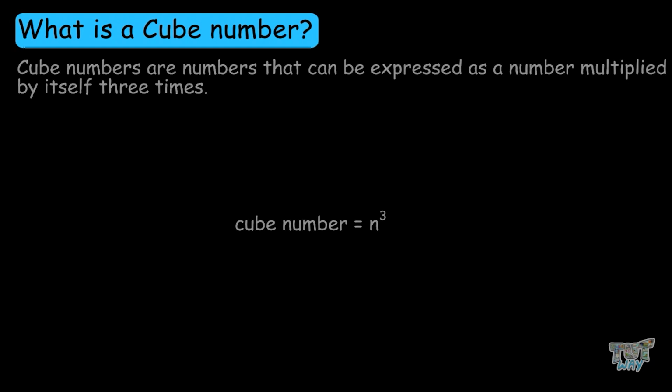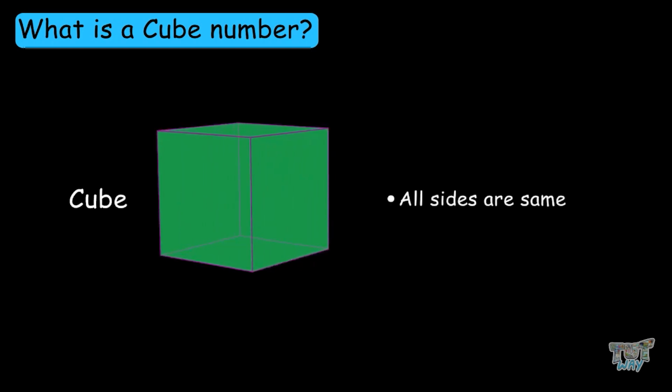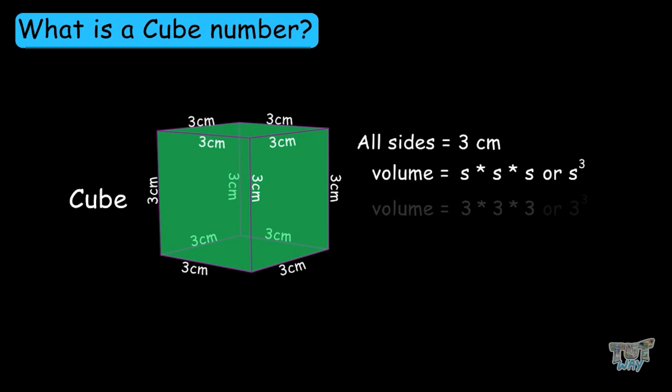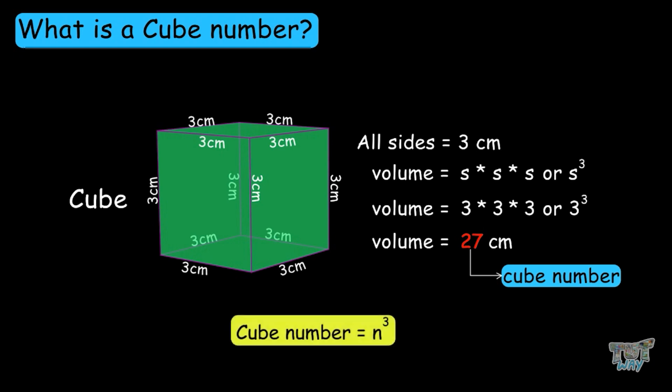Let's repeat what we have learned till now. We know a cube is a solid figure whose all sides are the same. And volume is calculated as side multiplied by itself 3 times, or side raised to the power of 3, which is all read as side cubed. And the number obtained by multiplying the side with itself 3 times is the volume of the cube, and that number is the cube number, as it can be expressed as the product of a number multiplied by itself 3 times. So cube numbers are n raised to the power of 3, or n cubed.